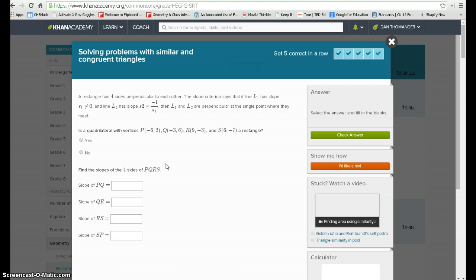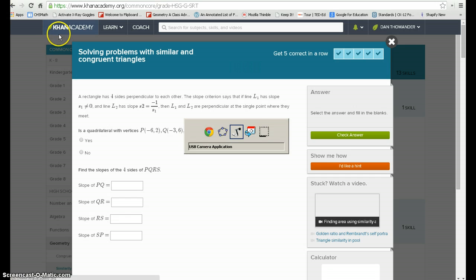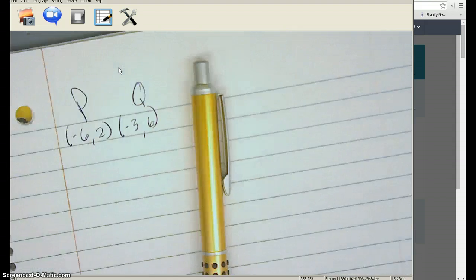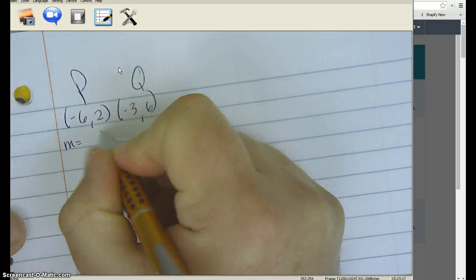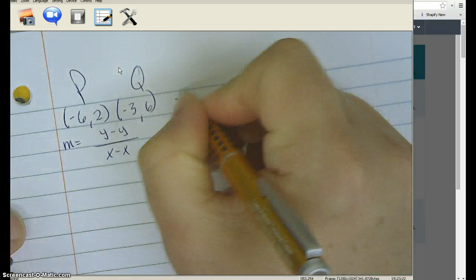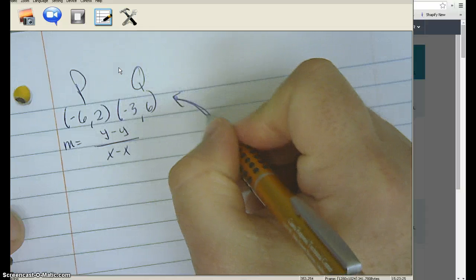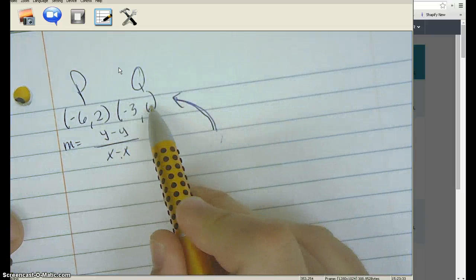P is at -6,2, and Q is at -3,6. I'm going to do it by hand first, and then I'm going to show you a way that I consider a bit faster. So here we go. You might remember the slope formula says y minus y over x minus x, right? And maybe you remember the dump truck, if you remember that old story. It helps you remember how we take the ordered pairs and tip them so that we get the y over the x. We tip them that way always, so y ends up over the x.